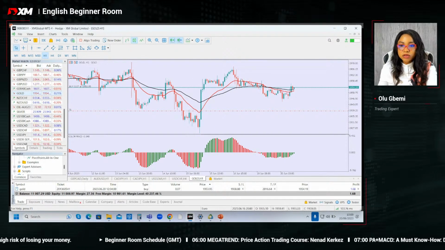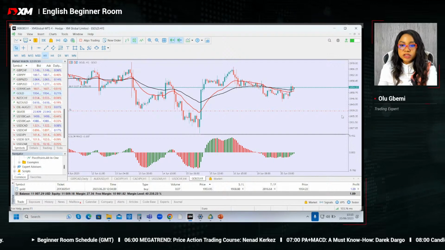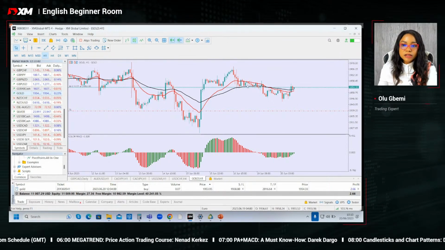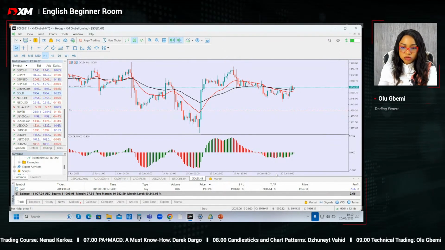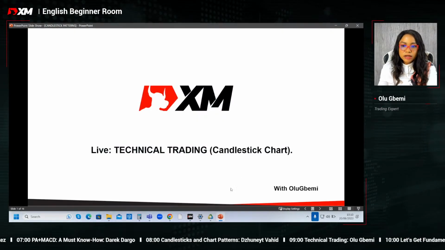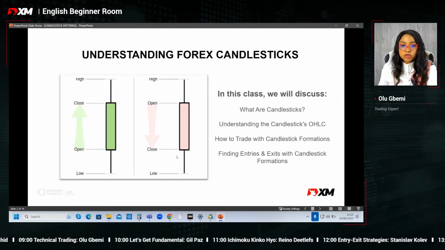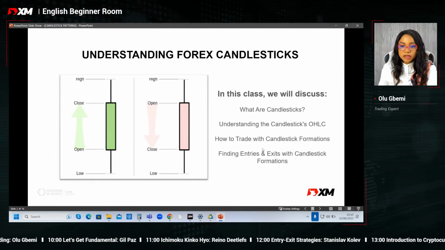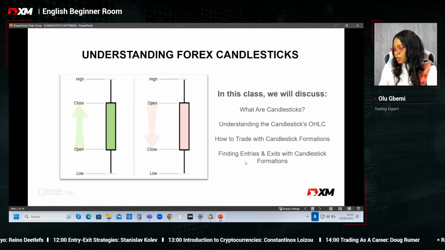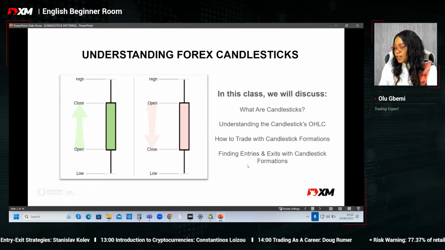You would see that I talked about some formations and patterns here. Sometimes I look at the kind of candles that are forming in order to make good trading decisions. So let's look at the candlestick chart. We will be talking about the OHLC of the candle. I'll help you understand the open, high, low, and close. What do they mean when we talk about candlesticks? What candlesticks really are, how to trade with candlestick formations, and how you can find entry and exit with candlesticks.